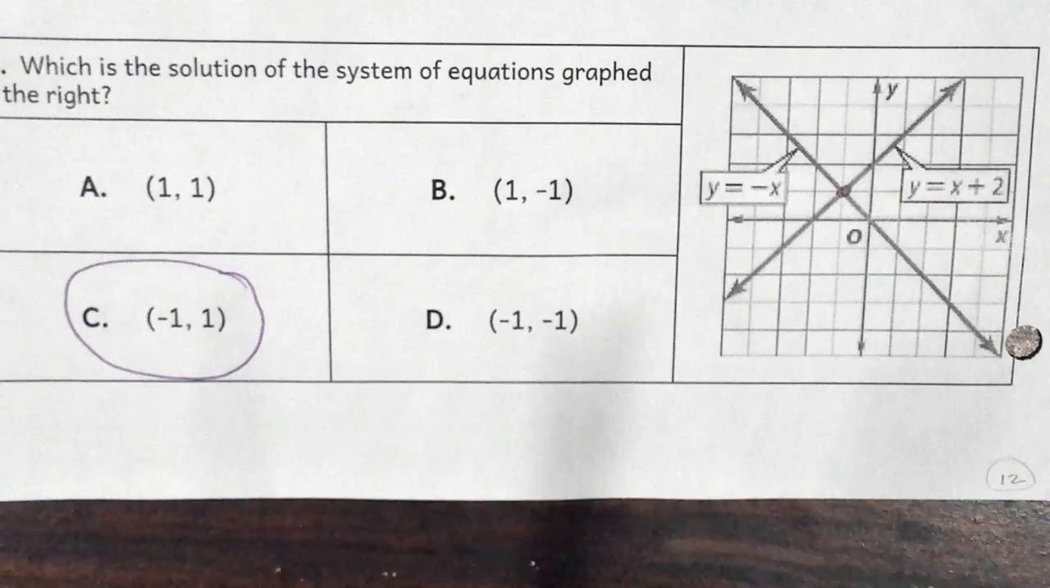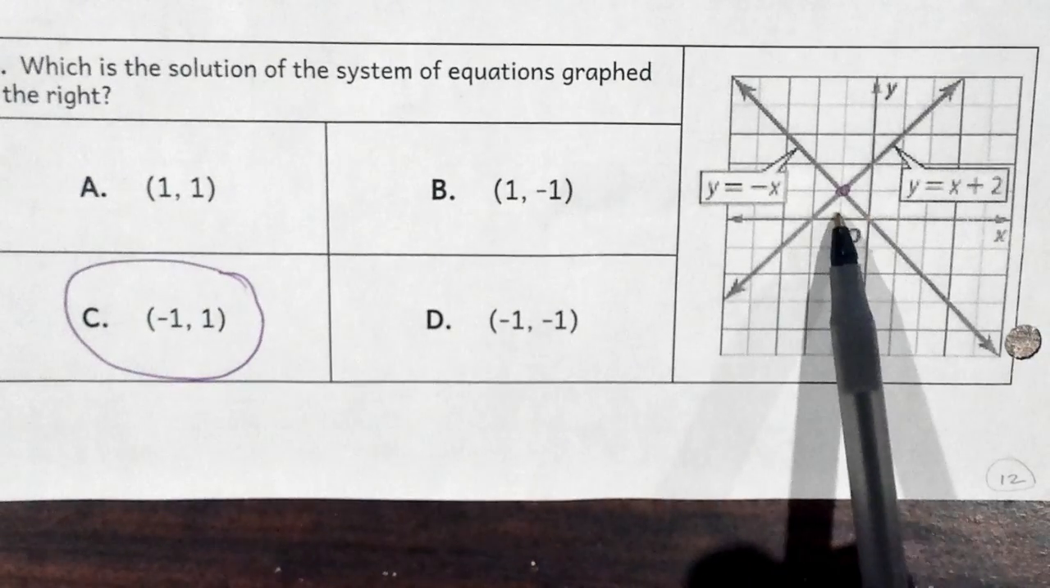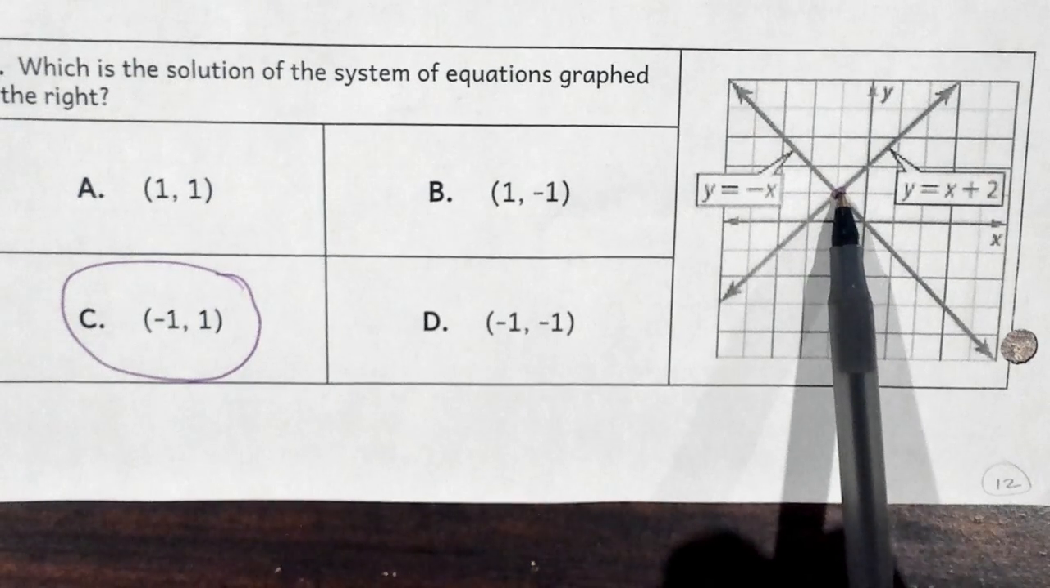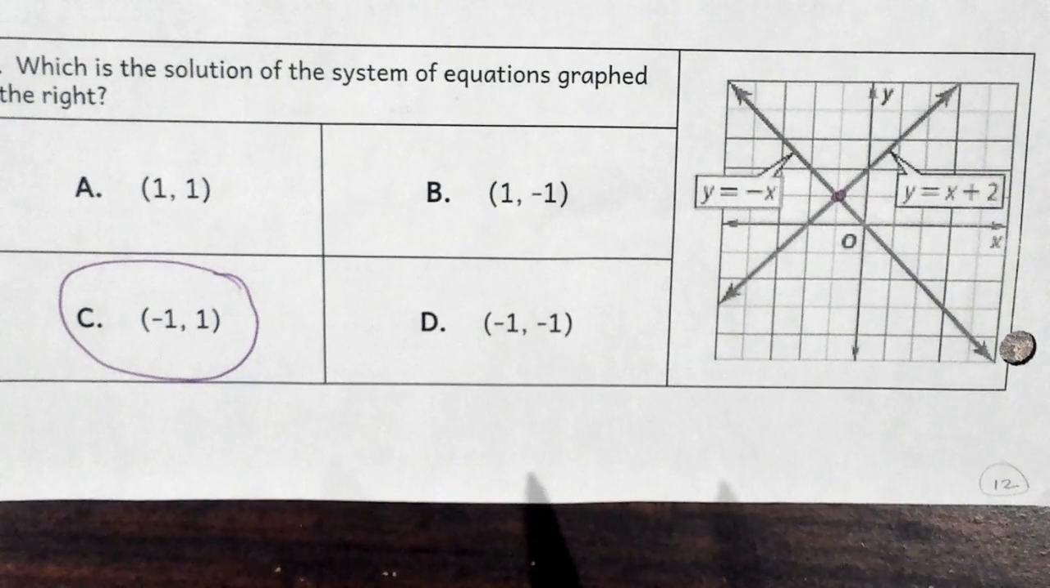The last one, where is the solution? If you look at it, it's at -1, 1. They did the lines for you, you just had to figure out where that solution was.